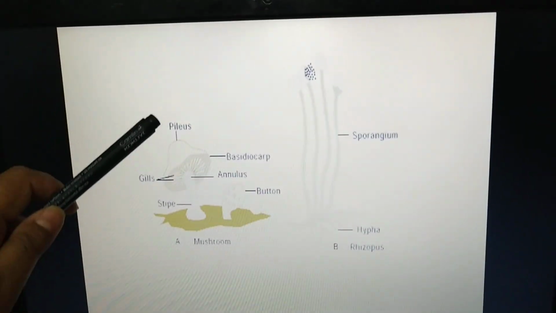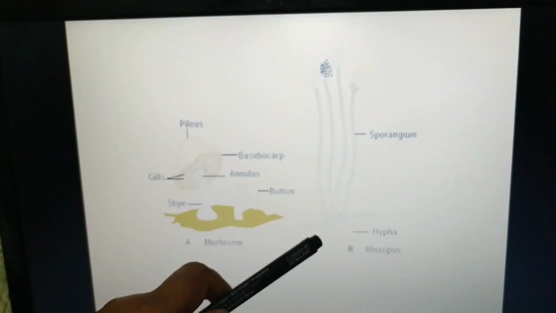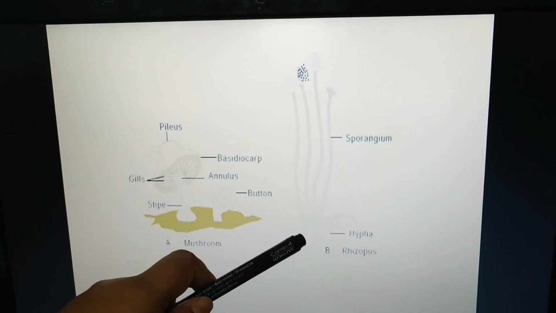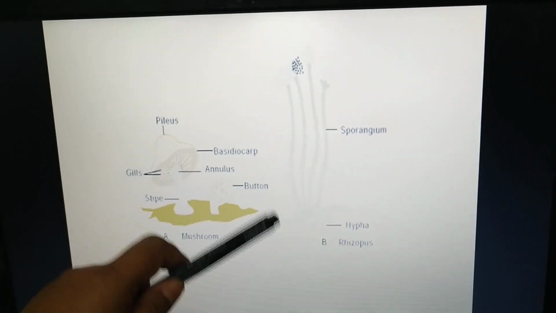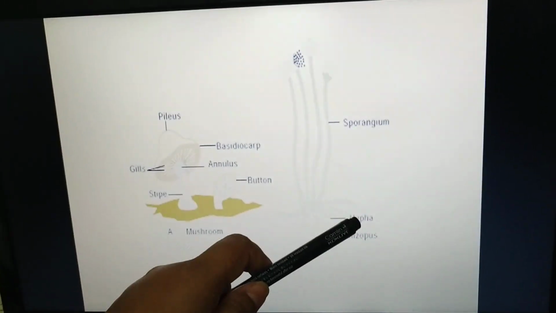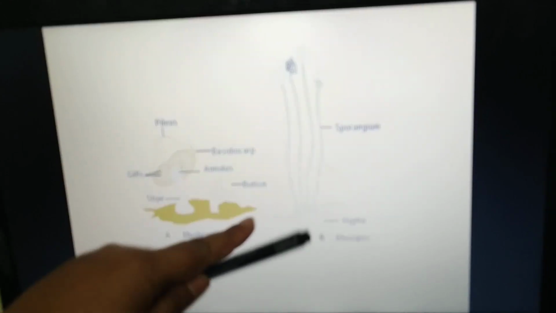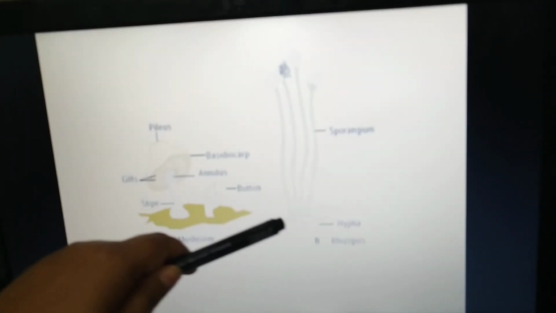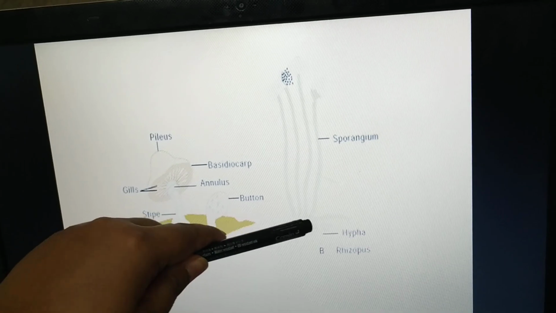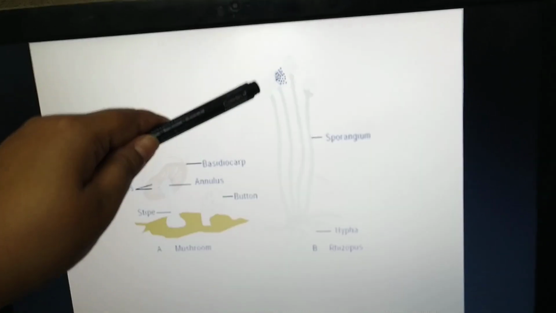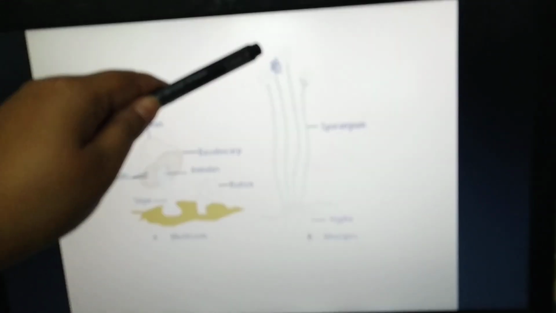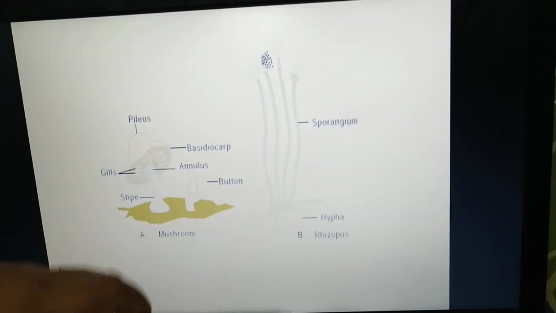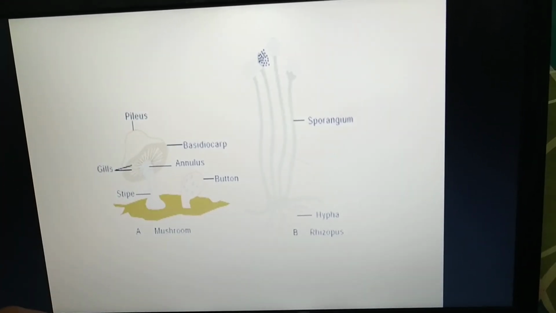Here is the structure of mushroom and rhizopus. This is known as bread mold. You can see the structure of rhizopus, a bread mold. It has a simple filamentous structure which is stuck to the host, or you can see bread, and very thin filamentous structures grow where it reproduces asexually and spreads in the air.